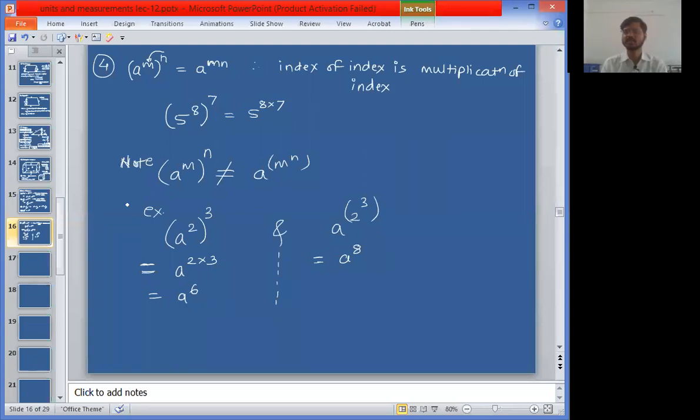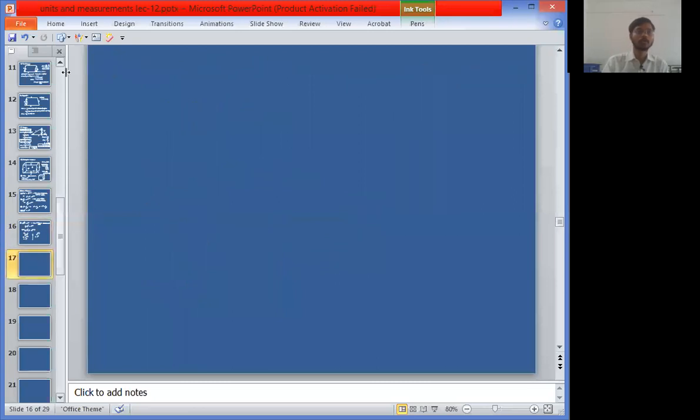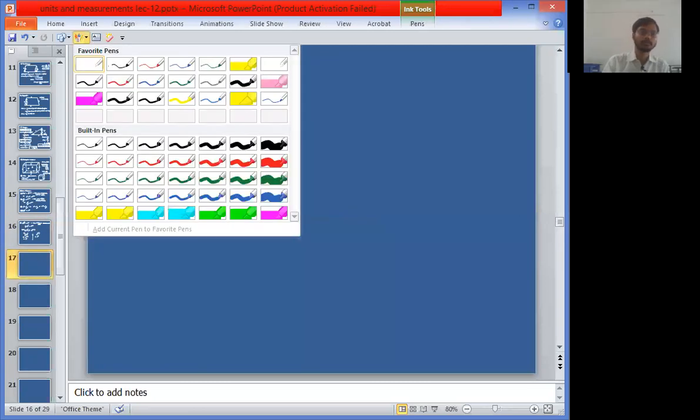Now just like addition, subtraction, multiplication, division, power means index. These are the operations, right? Addition operation, subtraction operation, multiplication, division, power, just like that. There is one more operation called logarithm or log. So write down along with me.